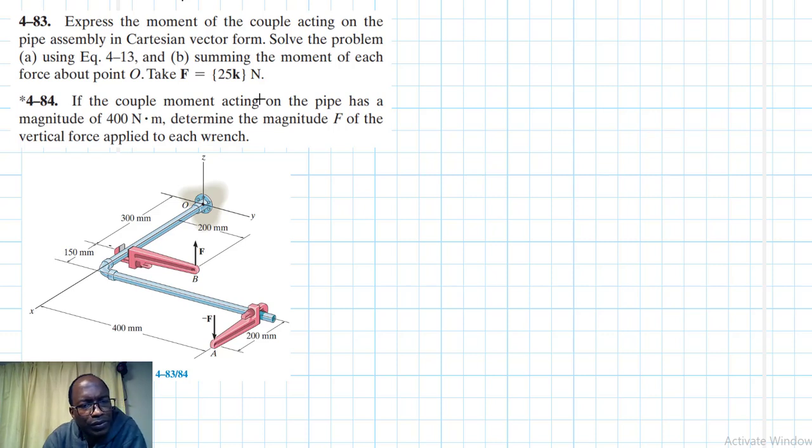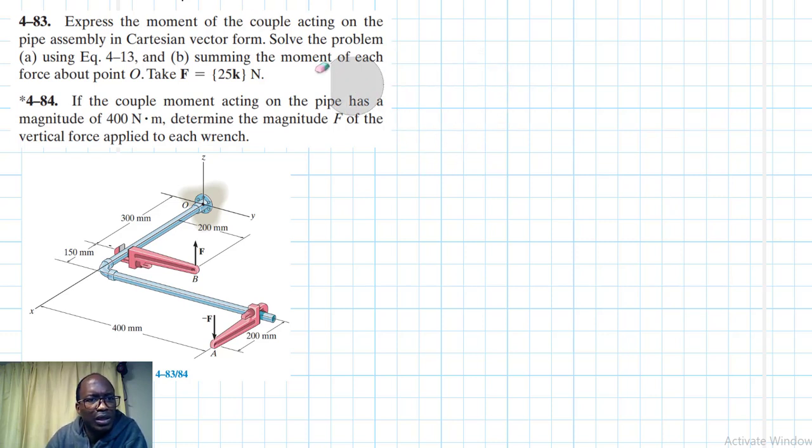Hello, I welcome you all to this another interesting screencast, and the problem reads: express the moment of the couple acting on the pipe assembly in Cartesian vector form. Solve the problem. In A, we have been asked to use this equation. I'm sure it is R cross F, right?